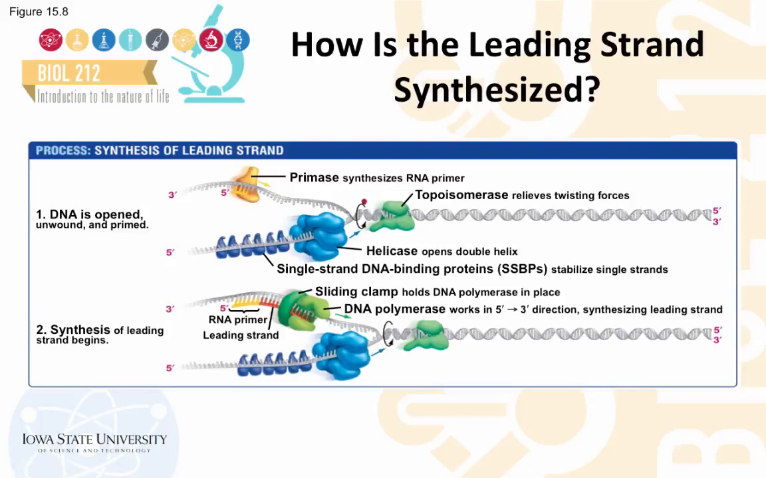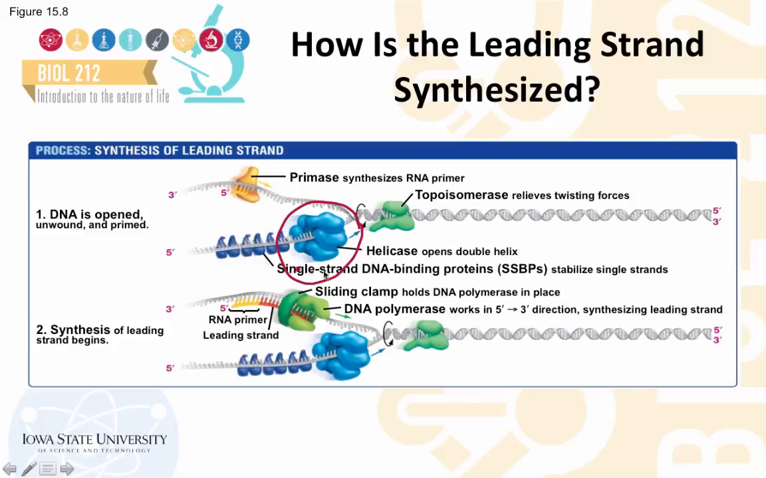DNA replication begins when an enzyme called helicase binds to and opens or unwinds the double helix, separating the two parental strands. This forms the replication bubble that we looked at earlier. Helicase unwinds DNA by breaking the hydrogen bonds between base pairs. To prevent the separated strands from coming together again, proteins called single-strand DNA binding proteins, or SSBPs, bind and stabilize these single strands.